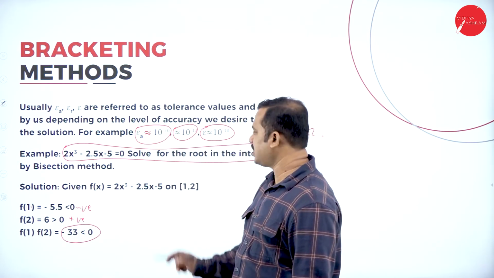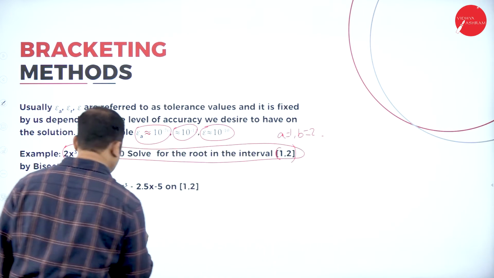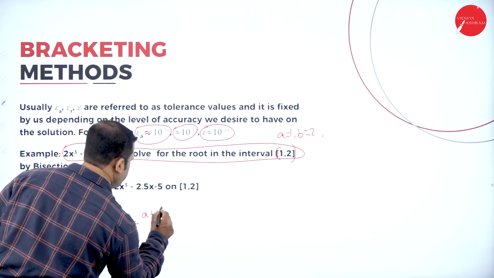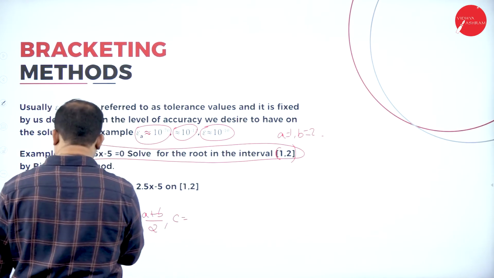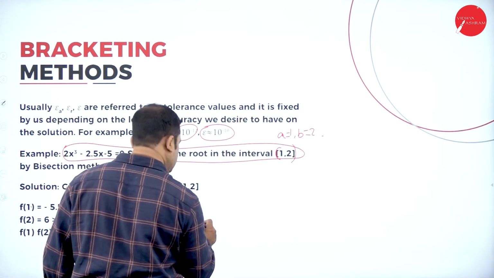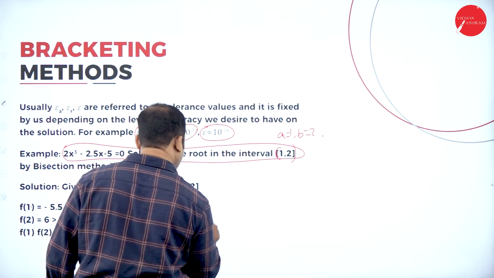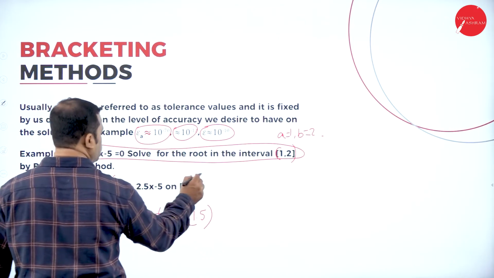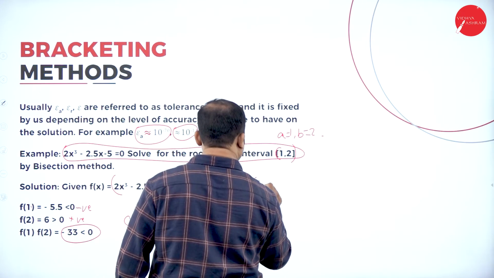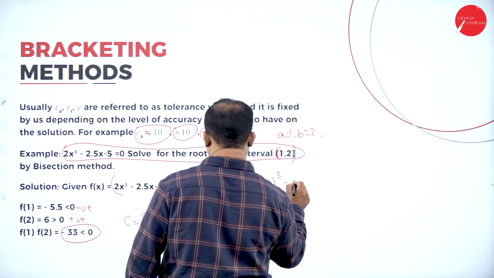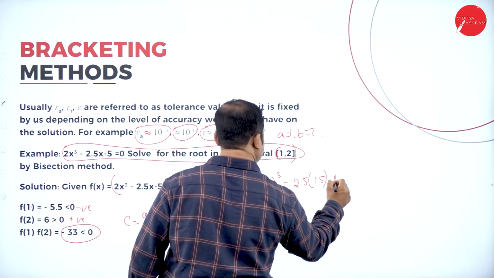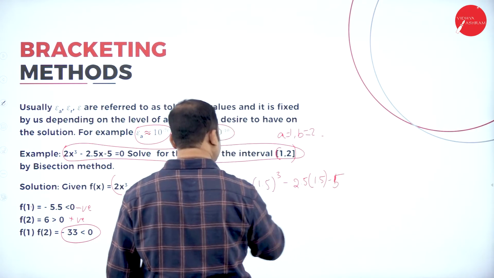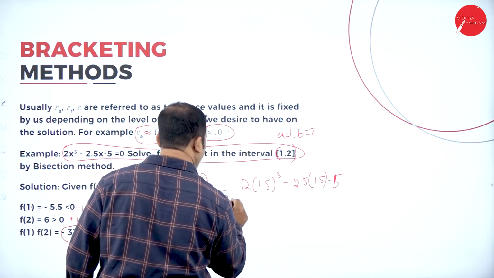If that is the case, I have to find out the value of c. That is, c is equal to a plus b divided by 2. What is the value of c then? 1 plus 2, that is 3. 3 by 2 is 1.5. I have to substitute this value into this equation. That is 2 into 1.5 whole cube minus 2.5 into 1.5 minus 5. That gives me some value. That is the value of f of c.